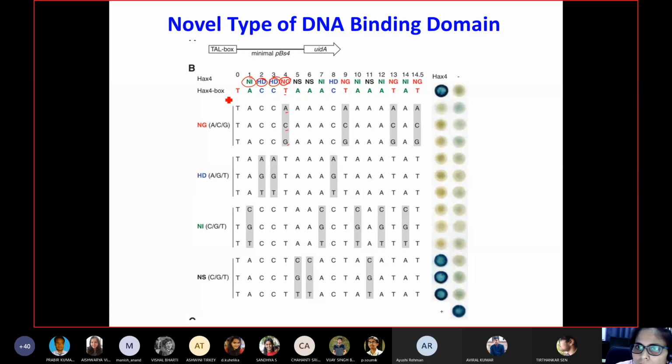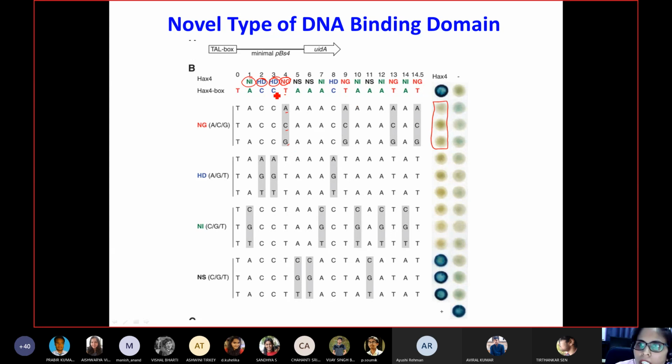Similarly here, for HD, it prominently binds to C, but if the C was replaced with A, G or T, it did not give any signal. And similarly, NI prominently binds to A, and it did not give any signal for any other base.